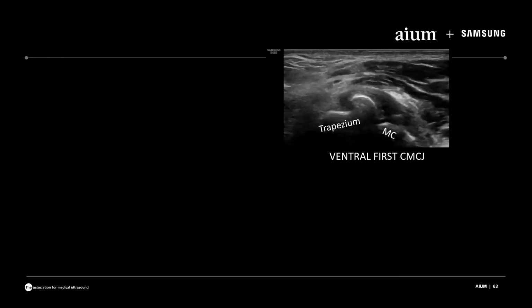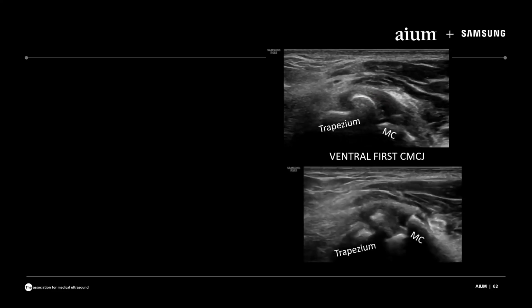So there's the trapezium, and then here's that first metacarpal. And notice how there's some osteophyte formation there, this kind of bony ridge. And we also have some hypoechoic synovial hypertrophy overlying it. If we move a bit off axis there, you can see that this cortical irregularity and osteophyte formation is quite pronounced on both sides of the joint. Ultrasound is extremely sensitive for detecting osteophytes and erosions.